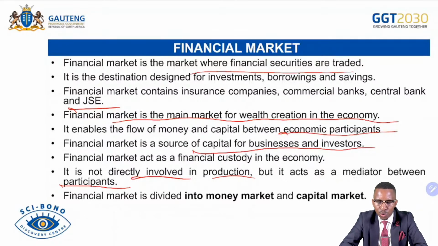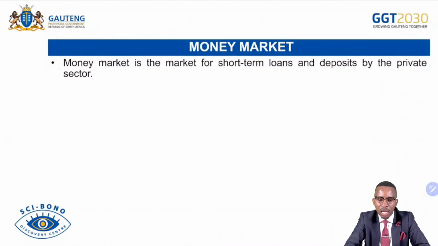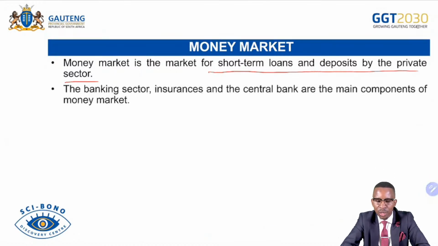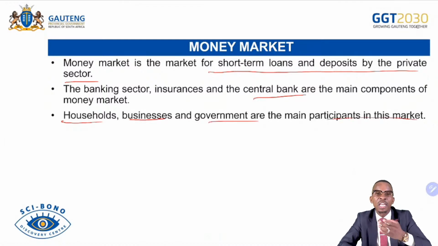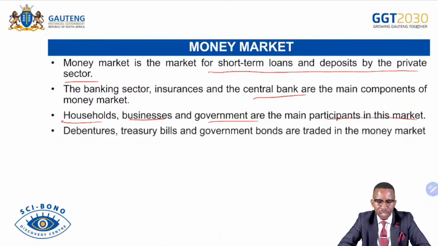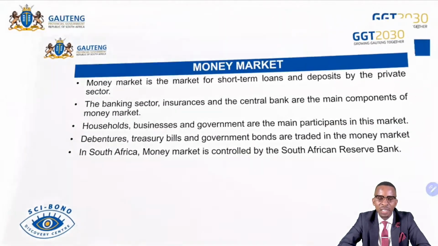The financial market is divided into two, which includes money market as well as the capital market. So they are explained, both of them. The money market is the market for short-term loans and deposits by the private sector, and then also the banking sector, insurance companies, and the central bank are the main components of the money market. Like for South Africa, the money market is controlled by the South African Reserve Bank. Households, businesses, and government are the main participants in the money market, because that's where they save or invest their money. Debentures, treasury bills, and government bonds are traded in the money market. In South Africa, the money market is controlled by South African Reserve Bank, which is known to be SARB.